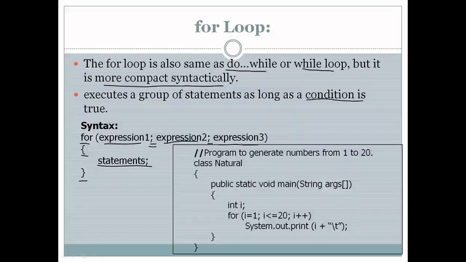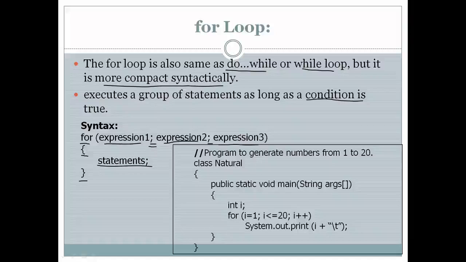As I've said, there are three important things which are required in every loop: the counter variable initialization, then the condition, and increment or decrement. In the case of the for loop, all three things have been included in a single statement. So we have expression 1 semicolon expression 2 semicolon expression 3.